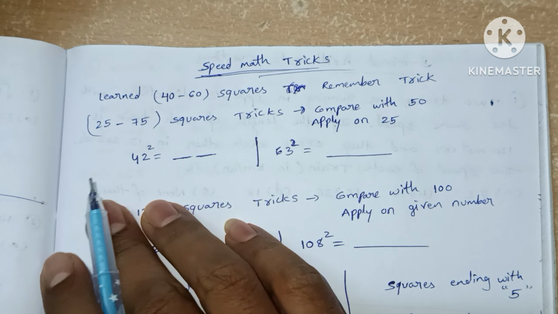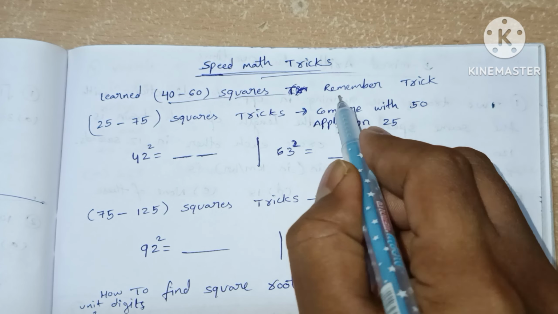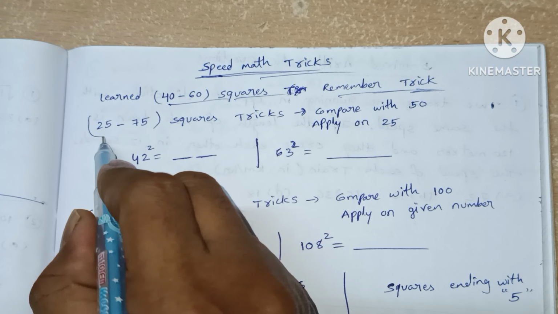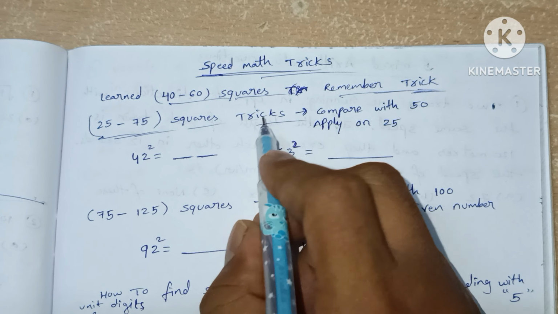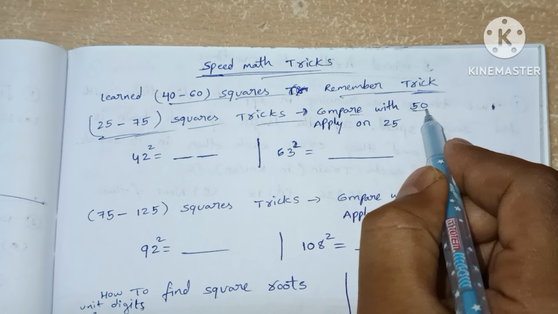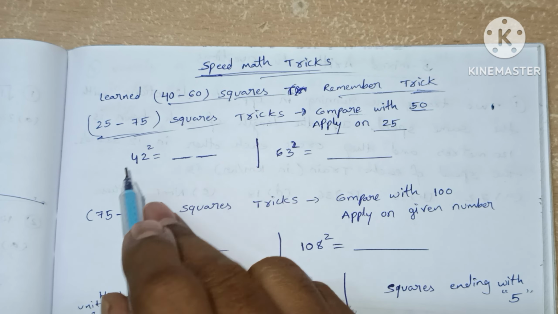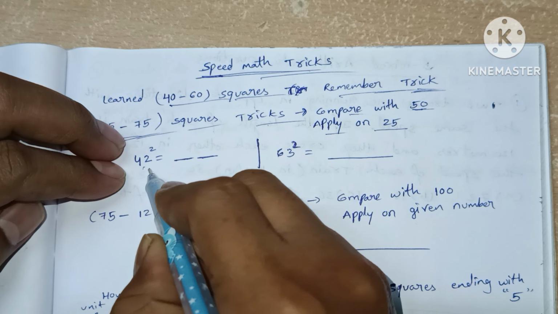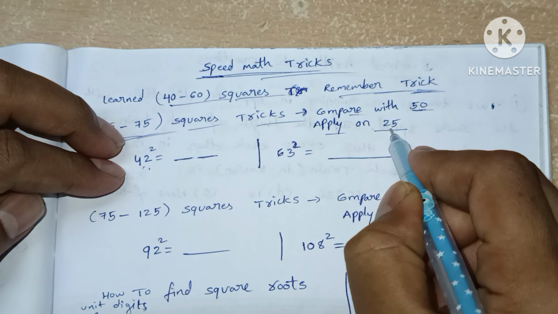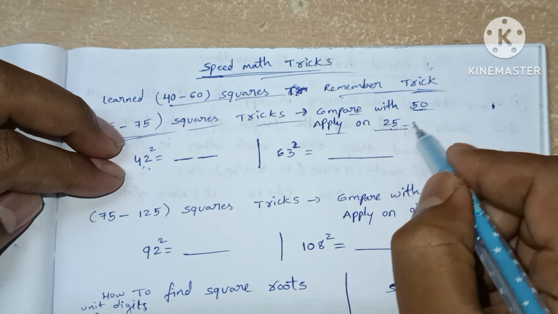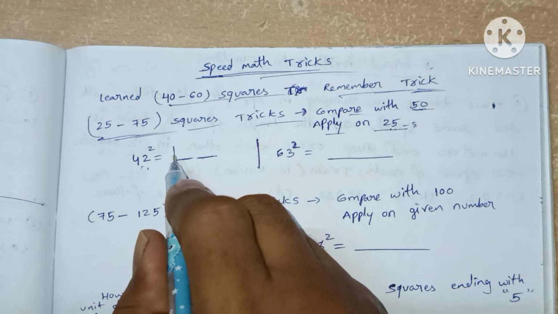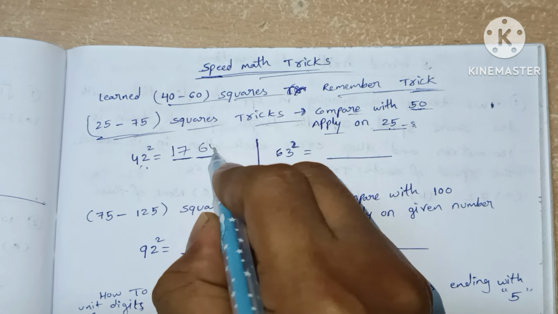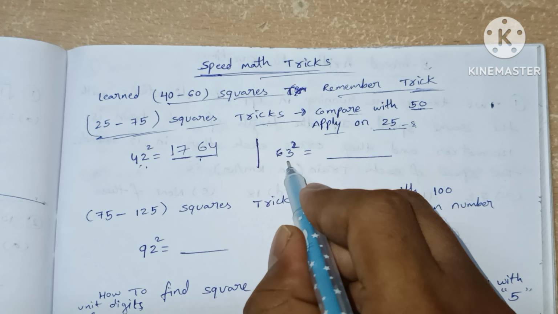Speed math tricks. We learned the 40 to 60 squares remembering trick in the first class of my video, and we have learned the 25 to 75 squares trick, where we compare the number with 50 and apply it on 25. Let's see an example. 42 square: we compare with 50. It is 8 less than 50, so applying on 25, 25 minus 8 is 17. And 8 square is 64.